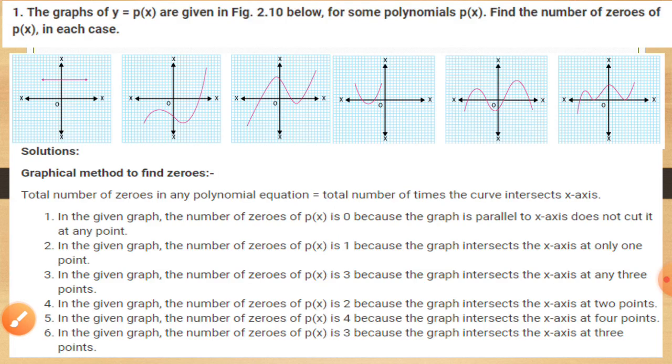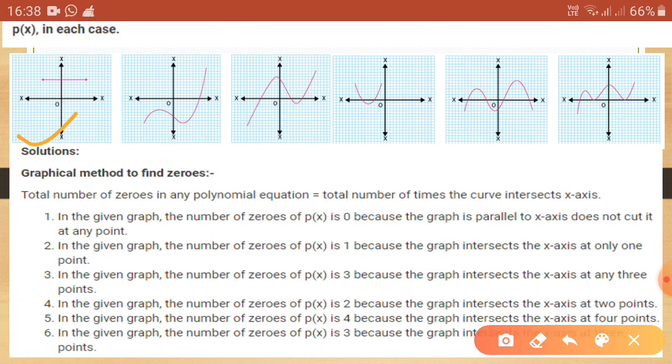Take the example. Look at the graph very carefully. For the first graph, the number of zeros is 0 because the graph is parallel to the x-axis. It does not cut it at any point. Next, in the second graph, the number of zeros of p(x) is 1 because the graph intersects the x-axis at only one point, that is here.